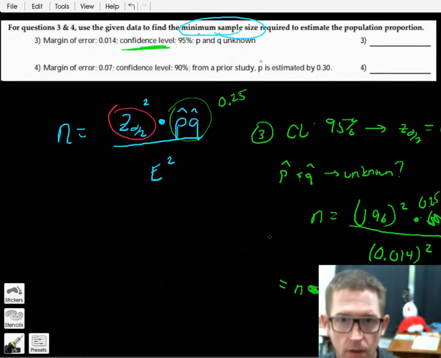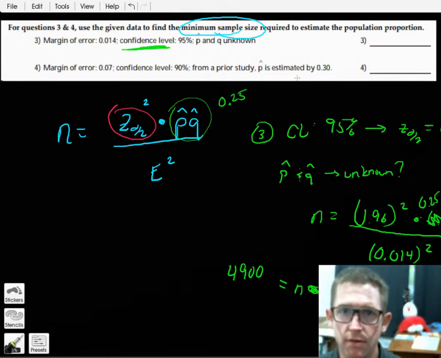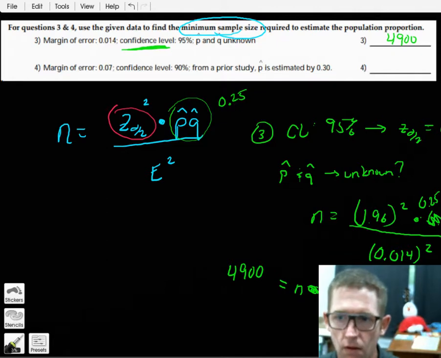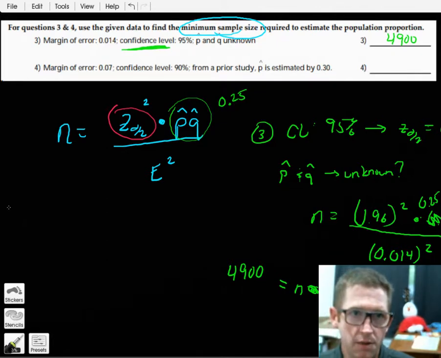Boom. So minimum sample size for this problem is 4,900. Okay? 4,900. I'm already going all over the place. That was number 3. Number 4.